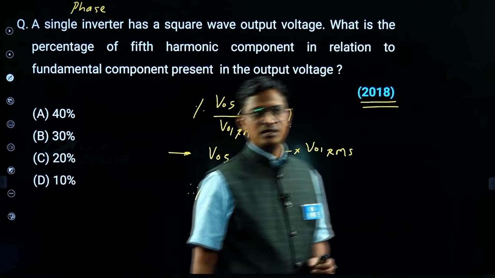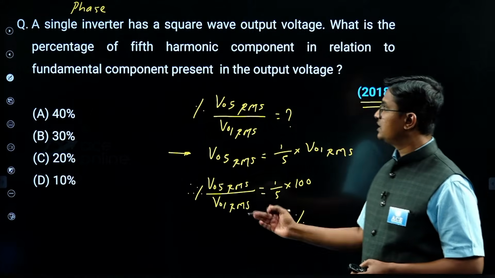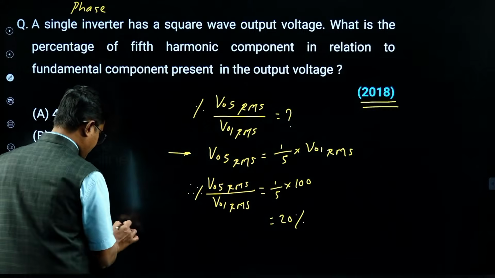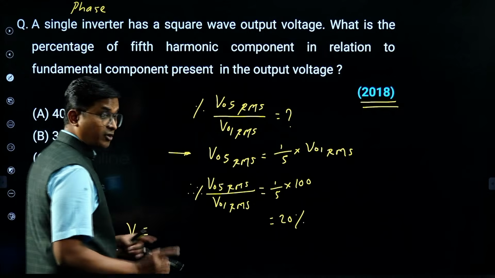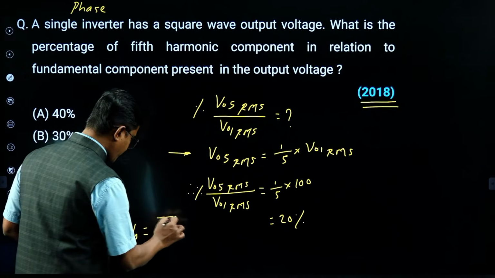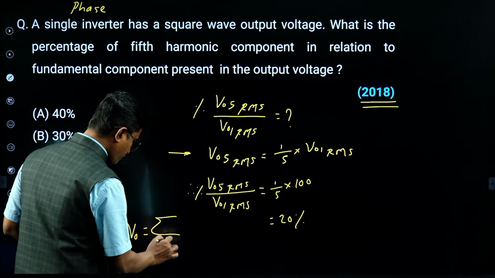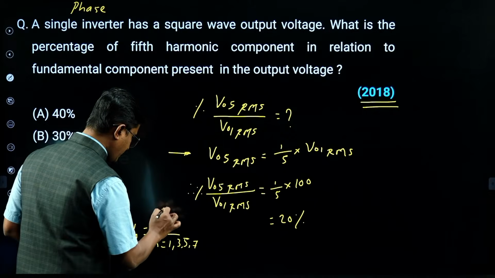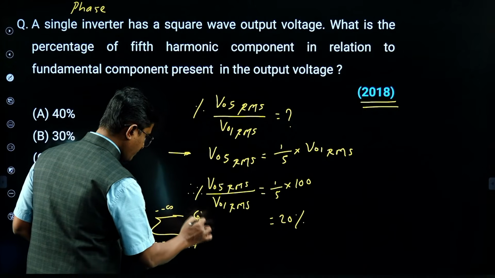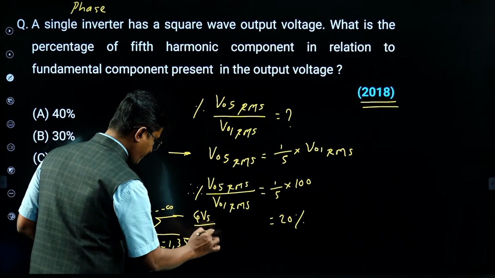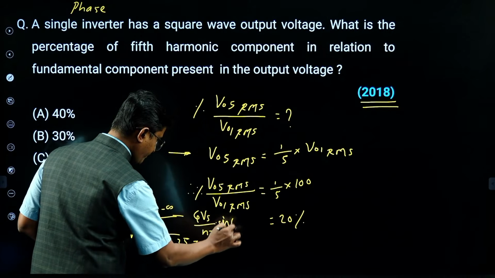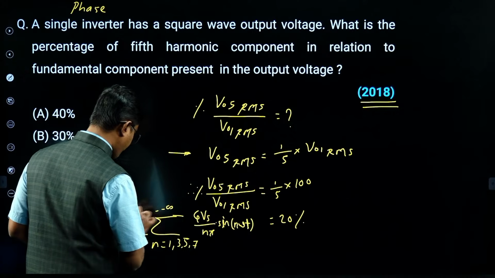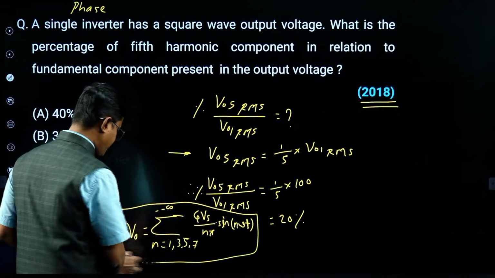20%. We now have the expression for single phase inverter square wave. What is the V0 expression? I am talking about the Fourier expression. V0 equals summation over n equal to 1, 3, 5, 7 up to infinity of 4 Vs by n pi into sine of n omega t, right? So this is our Fourier expression of output voltage waveform.